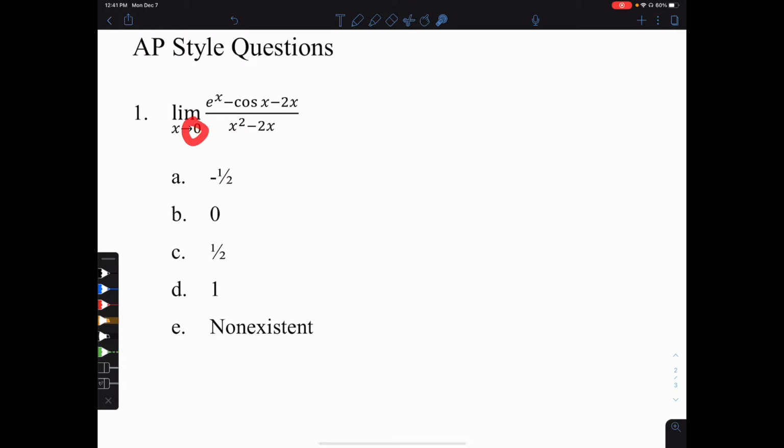If we were to put 0 in here to the top, we would get, let's see, e to the 0 would be 1. Cosine of 0 is 1. And then 2 times 0 is 0. This would end up being 0. If we were to put it into the bottom, we would get 0 squared minus 2 times 0. We would also get 0. So this is going to produce the indeterminate form 0 over 0.